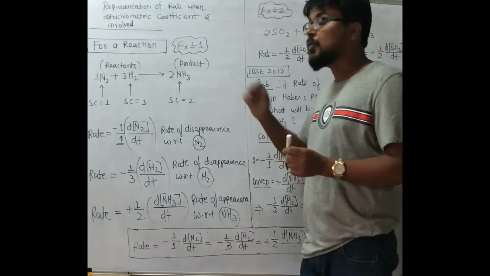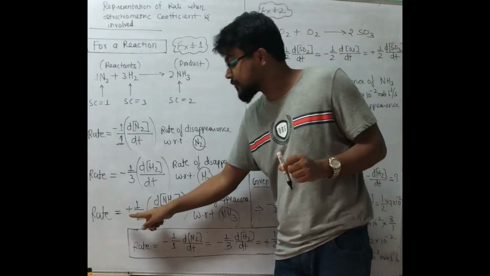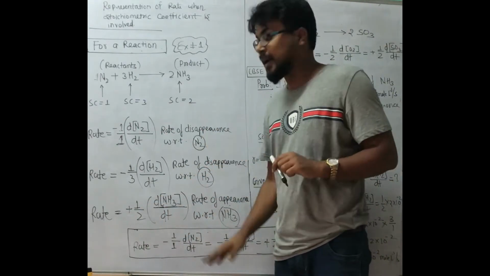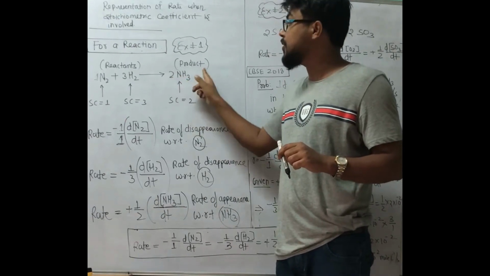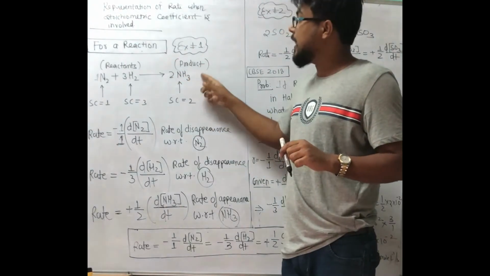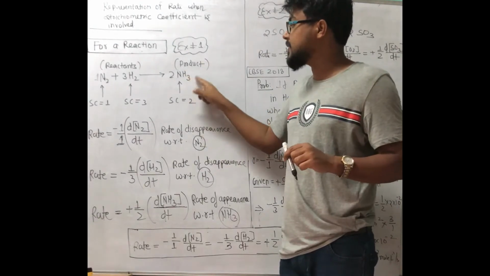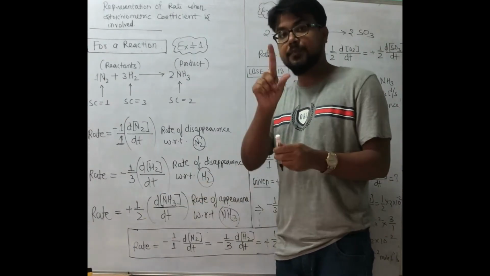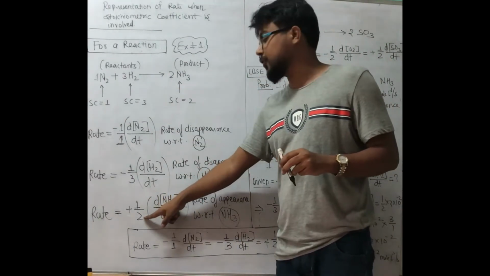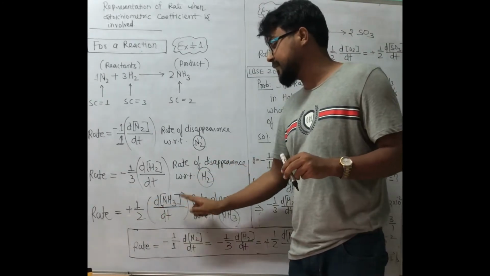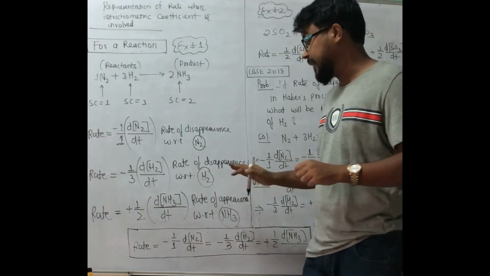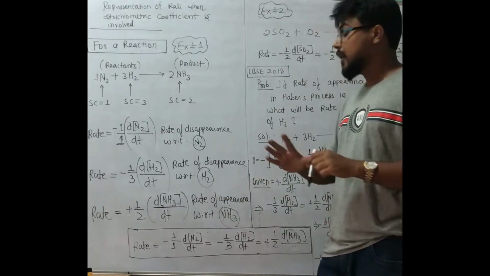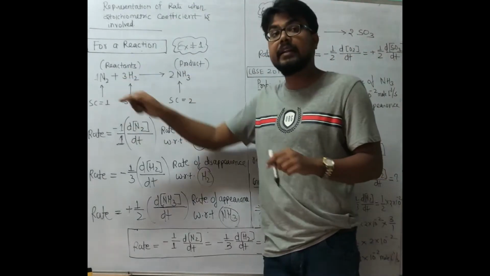Now what about ammonia? Ammonia is the product. So remember students, when a product comes, it will be plus, and when a reactant is there, it will be minus. What is the SC value for ammonia? Ammonia is NH3, and the stoichiometric coefficient for NH3 is 2. So I put plus 1 by 2. Why plus 1 by 2? 1 is fixed and the value below is the stoichiometric coefficient, plus 1 by 2. It is d[NH3] by dt, ammonia in square bracket. Is it the rate of disappearance? No, it is the rate of appearance with respect to ammonia. Product is appearing and reactant is disappearing.